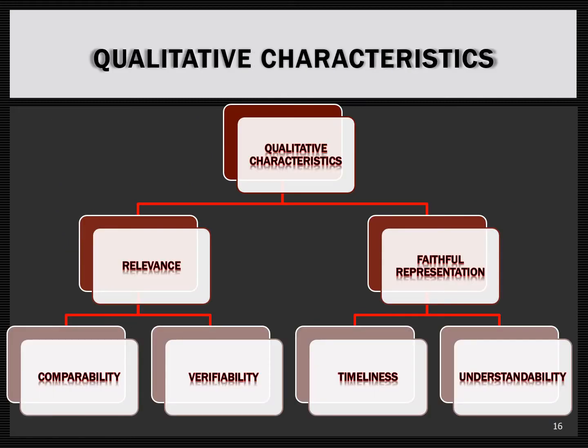Qualitative characteristics you'll often be asked for either as a tick box question, or you might be asked to explain what some of them mean. You need to be able to do that. Have a look in the textbook if you're not sure. Relevance, faithful representation, those are the two main ones, and then the enhancing characteristics: comparability, verifiability, timeliness and understandability. Make sure you can remember those and at least write something about each of the 6, what they mean.